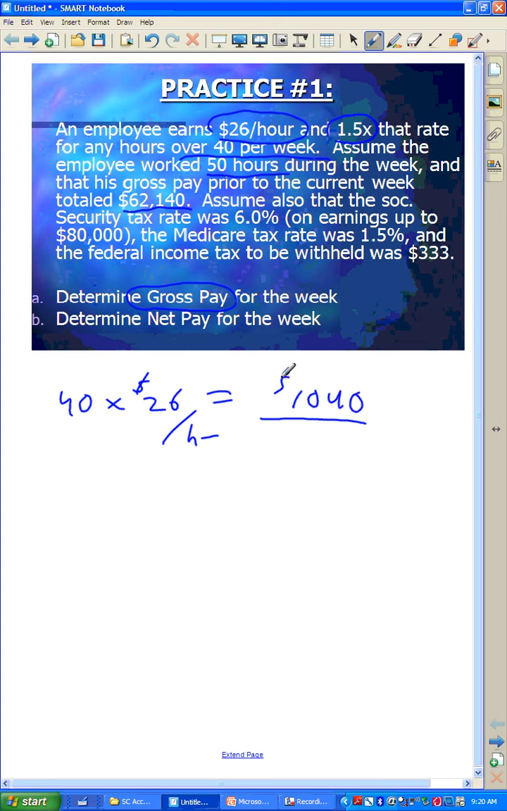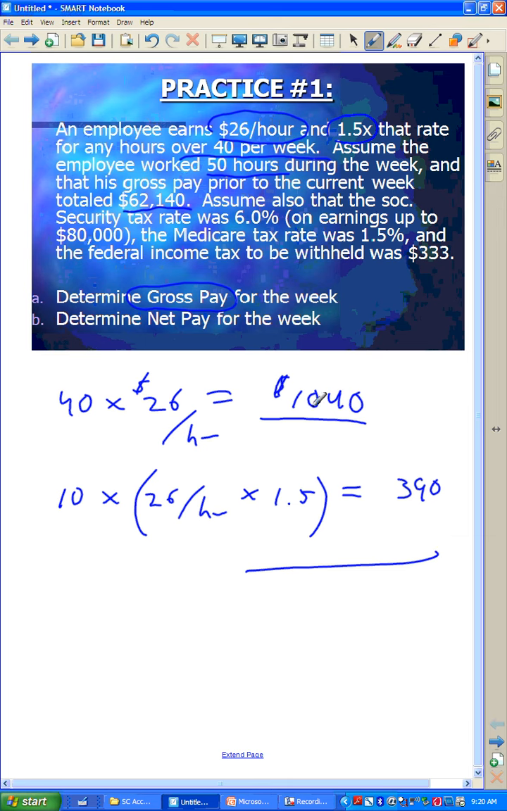So that is one way of doing this. My writing's not very good here, but that's okay. Then he works another 10 hours at $26 per hour times time and a half. So this is really his hourly wage for that part of the session. If I do 10 times 26 times 1.5, then I believe I get $390 for his time and a half hours. If I add those two up, 1,040 and 390, I get a total of 1,430. So there's his gross pay for the week.